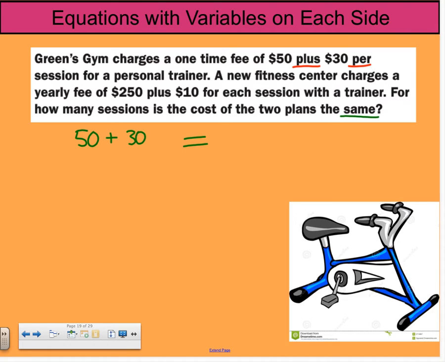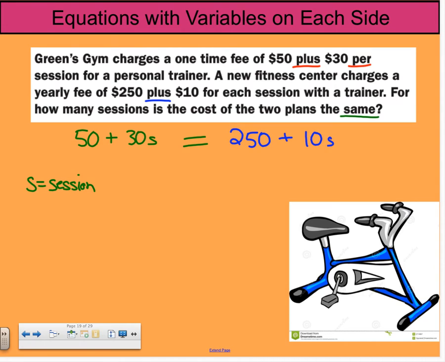So let's define a variable. How about we do S equals a session? Is everyone okay with that? So $50 plus 30 times every session. So for Green's Gym, the equation is going to look like 50 plus 30S. Now, what about this new fitness center? Right away, you're like, holy cow, $250 plus $10 for each session. So it's a similar thing, except we've got $250 plus $10 for each session. And there we have our equation. And once again, we want to know where they're equal. So what have we come up with? We've come up with an equation that has variables on both sides.